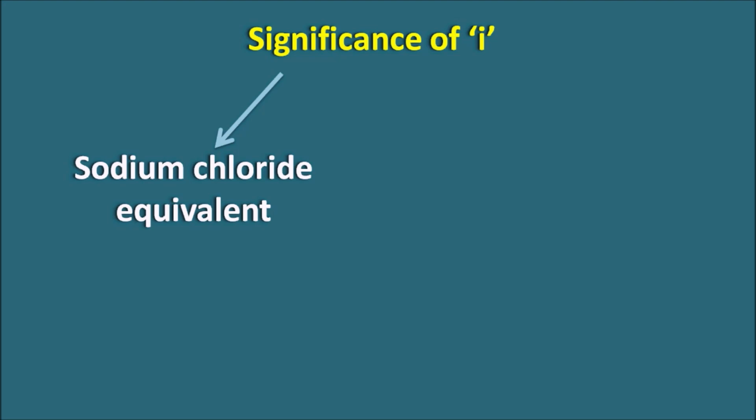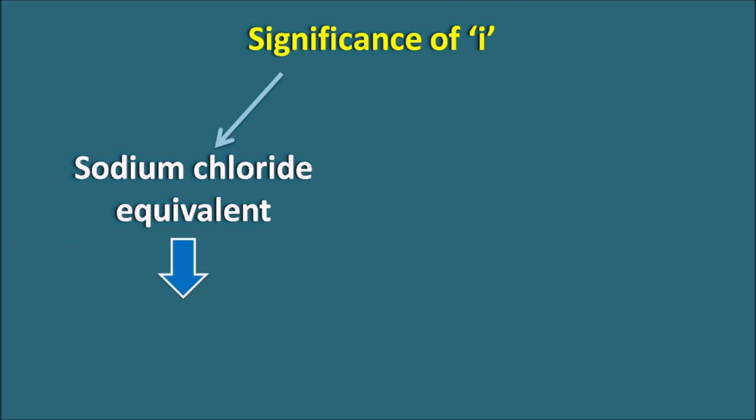But the solution already has some drug, and the drug may produce some tonicity, which is compared with sodium chloride. So this is called the sodium chloride equivalent. Sodium chloride equivalent indicates the amount of sodium chloride that is equivalent to 1 gram of the drug, producing the same isotonicity in the solution.